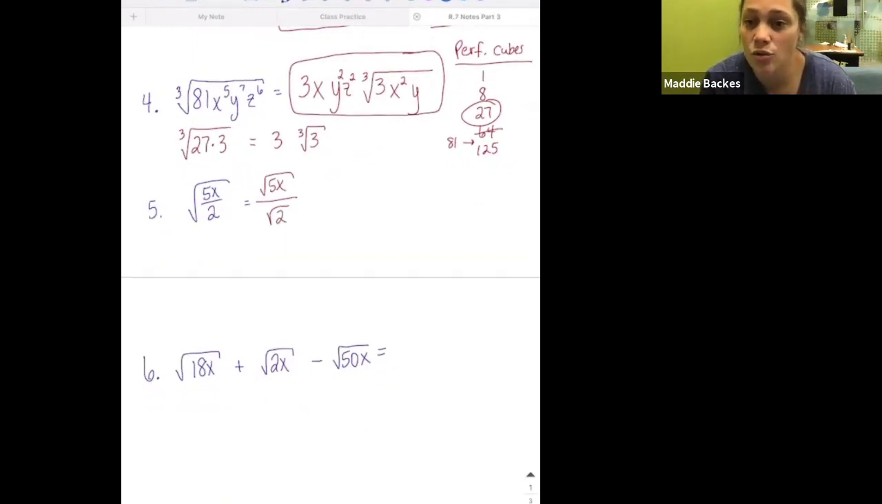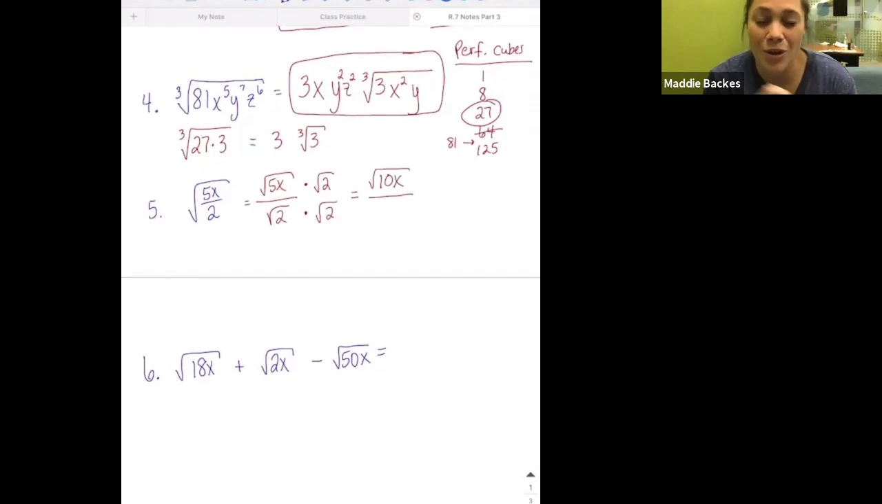But I do need to rationalize this. It's improper to leave a square root in your denominator. So I'm going to multiply the top and the bottom of this by square root 2. Again, we're rationalizing. On the top, I've got 5x times 2. So that would be the square root of 10x.